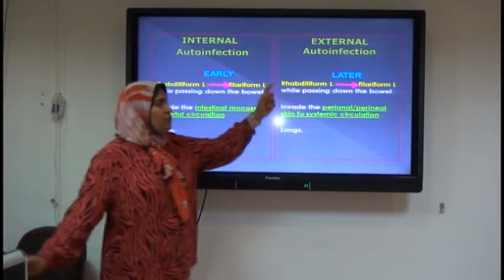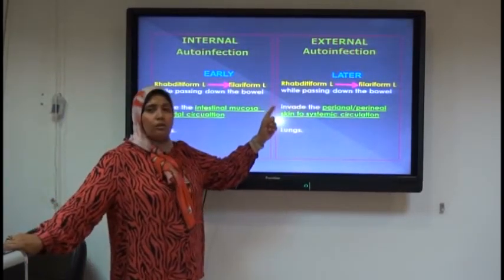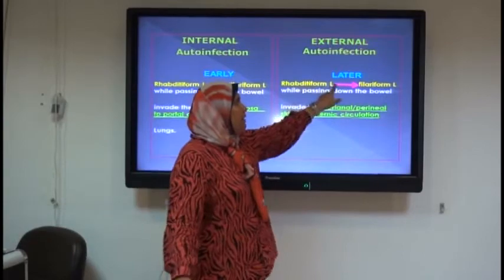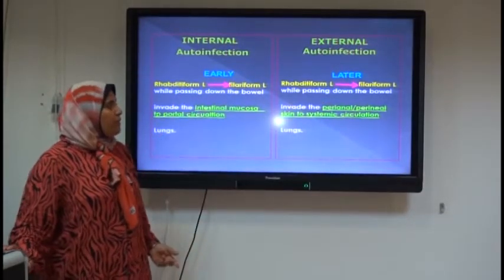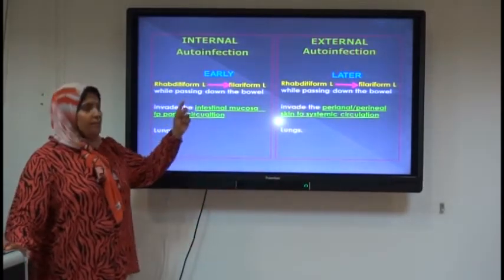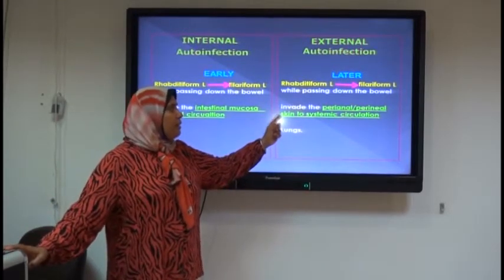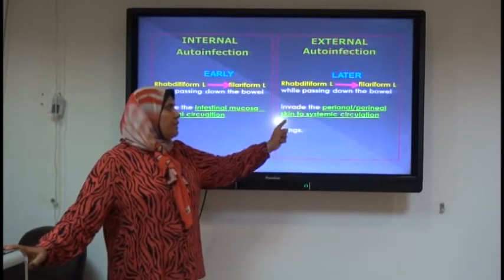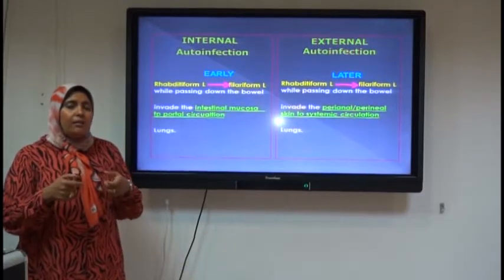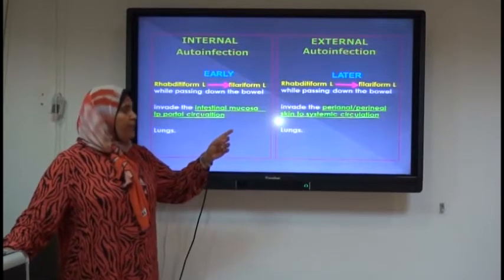But when we speak about the external autoinfection, as we agreed, it will not descend into the soil. On the contrary, rhabditiform larvae will again transfer to a filariform larvae. But this time, this will happen at a later stage. What do we mean by a later stage? While passing down the bowel, and not in the upper level of the intestine, in the lower level of the intestine. And that's why they will penetrate the skin, the perineal or the perianal skin. That's why we call it external. It just exits from the anal opening and penetrates the skin, the perineal or the perianal skin.